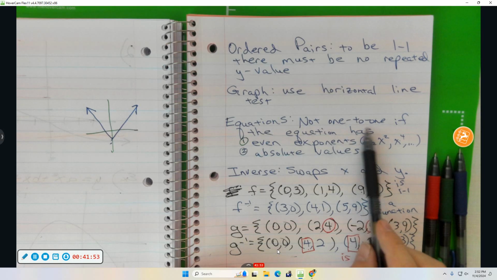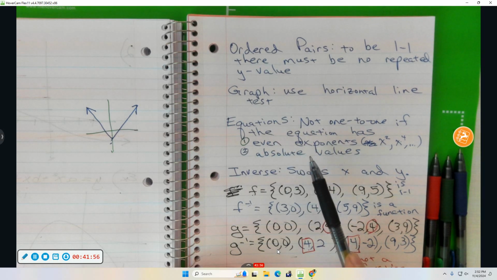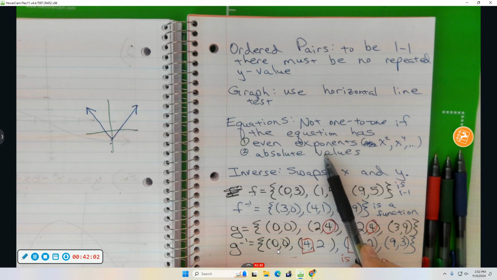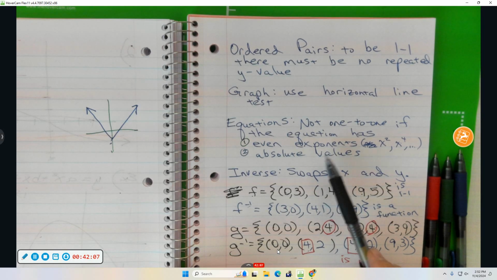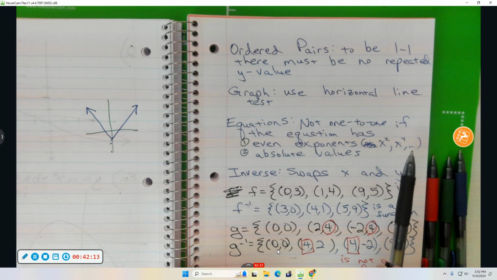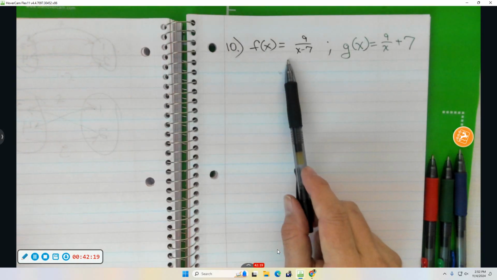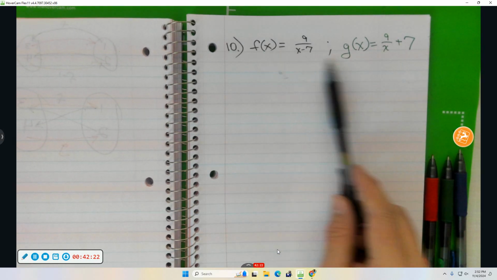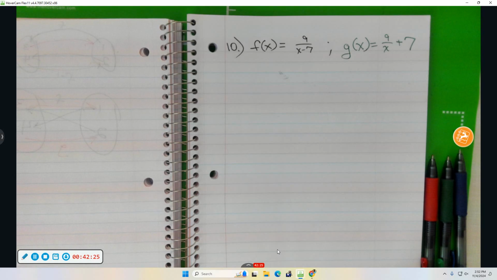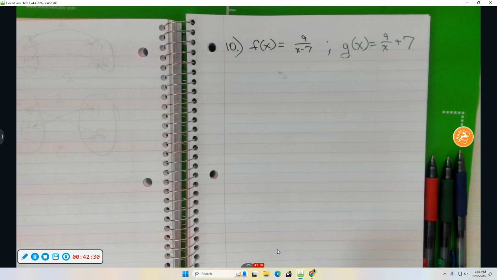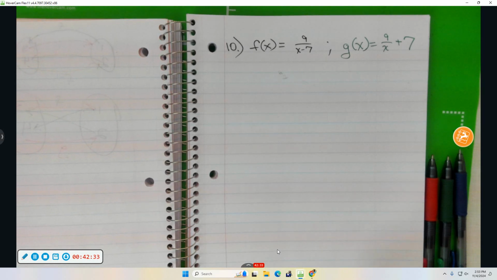Equations are not going to be 1 to 1 if the equation has even exponents or absolute values. There are other conditions, but these are the most common situations that we're going to see in this college level algebra course. Even exponents would make it not be 1 to 1 because those even exponents take negatives and change them to positives, and absolute values for the same reason. Do you see any even exponents or absolute values? Say no. So we can convince ourselves these are 1 to 1 functions. But we have to decide, are they inverses?